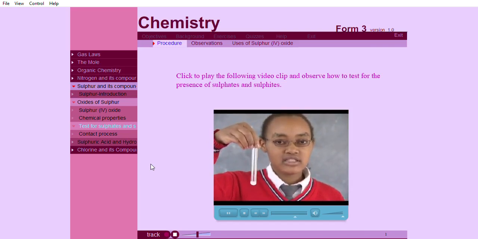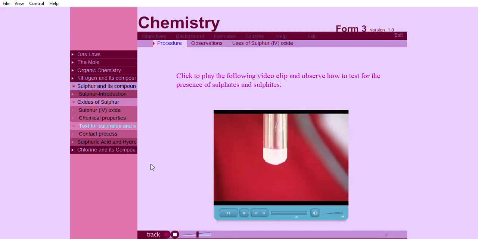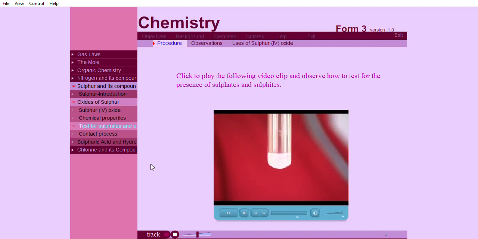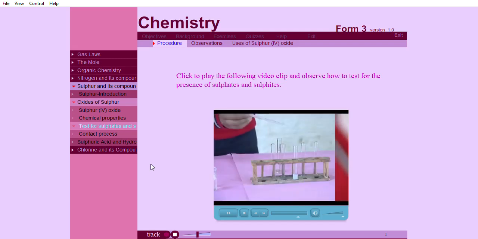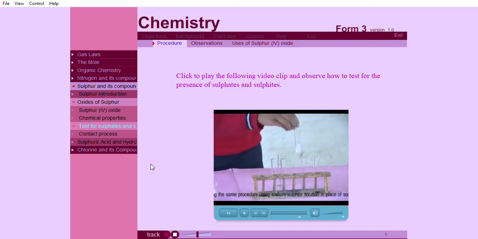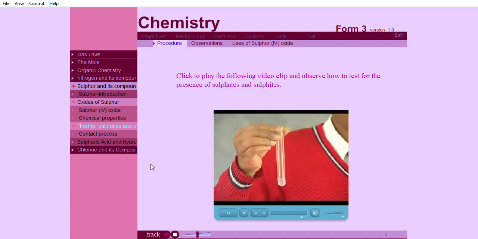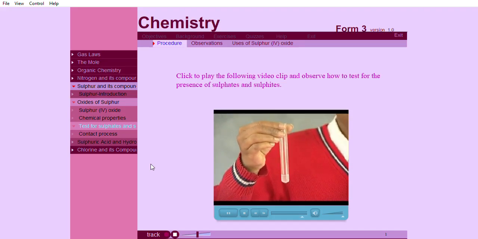We observe that there is a white precipitate that does not dissolve in dilute nitric acid, thus showing that this is a sulfate. We observe that the white precipitate formed dissolves in nitric acid, showing presence of sulfite ions.